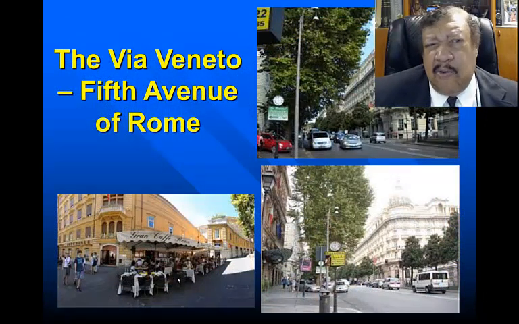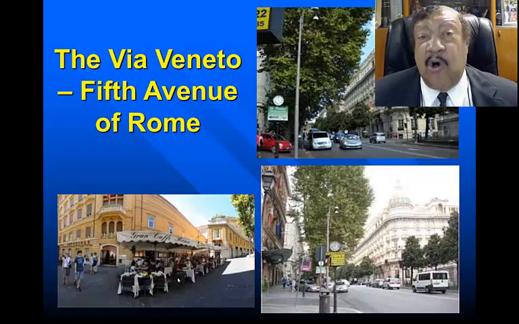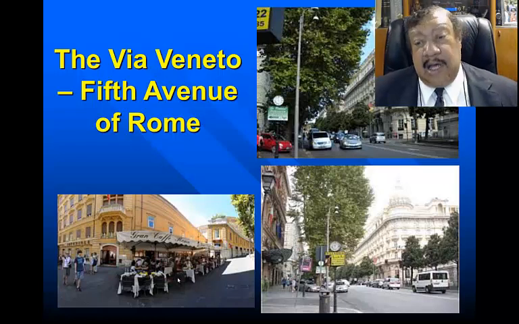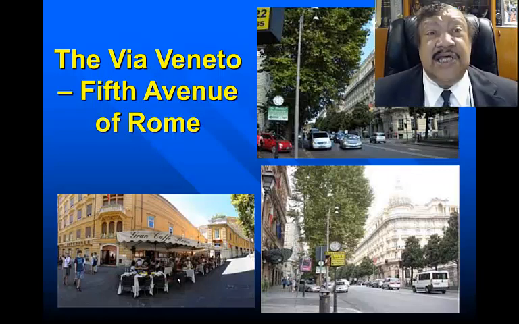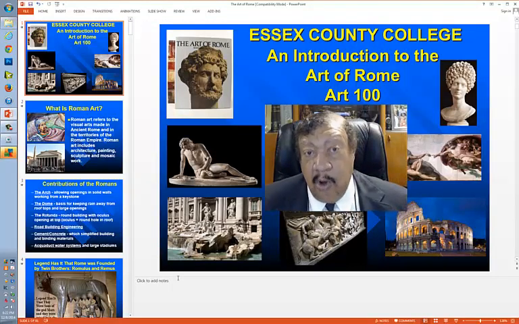In Rome, there's a shopping avenue that's very famous. It's called Via Veneto. You can buy all kinds of leather, all kinds of jewelry, all kinds of clothing. It's called Via Veneto, which is the Fifth Avenue of Rome.